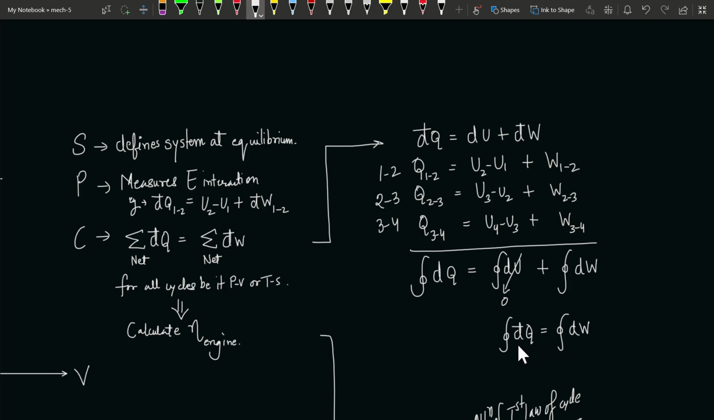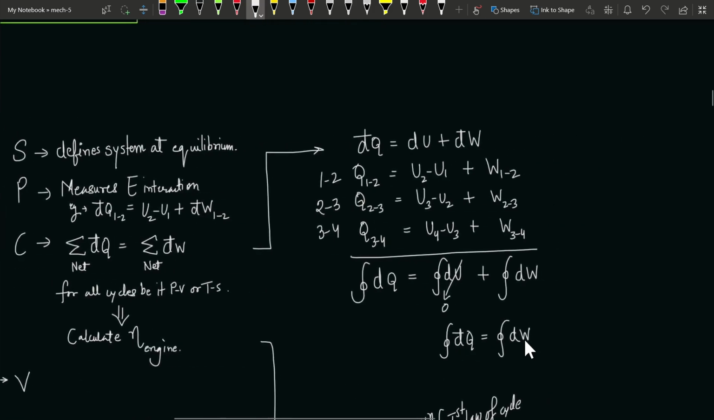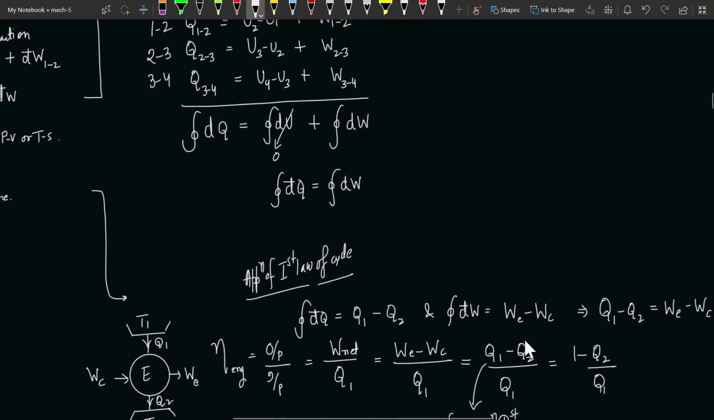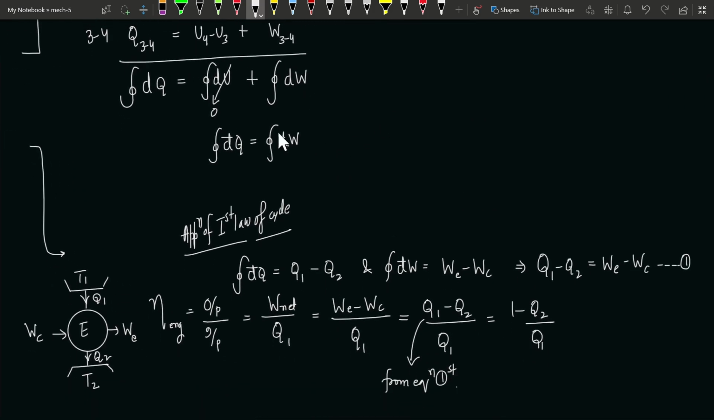Why cyclic integral? Because we are defining this for the whole cycle. There is another significance of cycle, which is that we can define the efficiency of a particular engine by applying the first law to a cycle. As we have found the first law for a cycle, now we can define this for an engine.